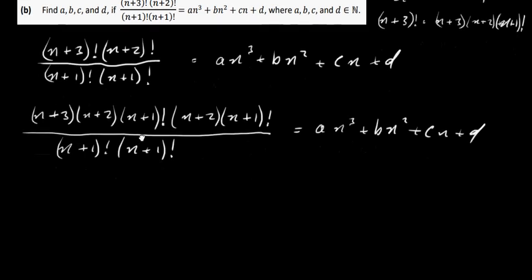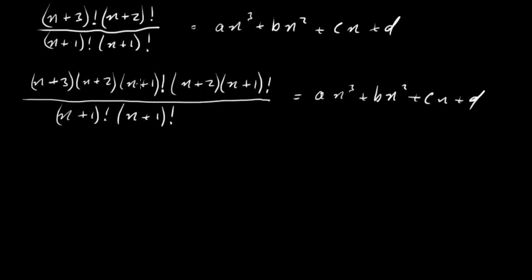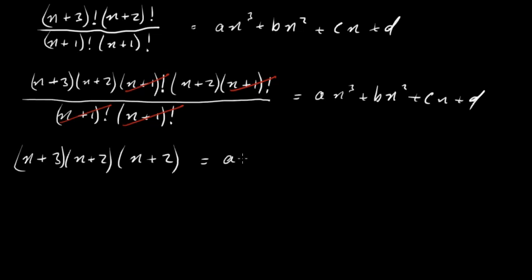Now, you can see here why I stopped at n plus 1 factorial here and here, because everything on the top is multiplied, everything on the bottom is multiplied, so I can divide this n plus 1 factorial by this, and you can see now that I'm left with these three brackets, n plus 3 times n plus 2 times n plus 2, that's this one, and this one here, multiplied, and that's going to be equal to an cubed plus bn squared plus cn plus d.